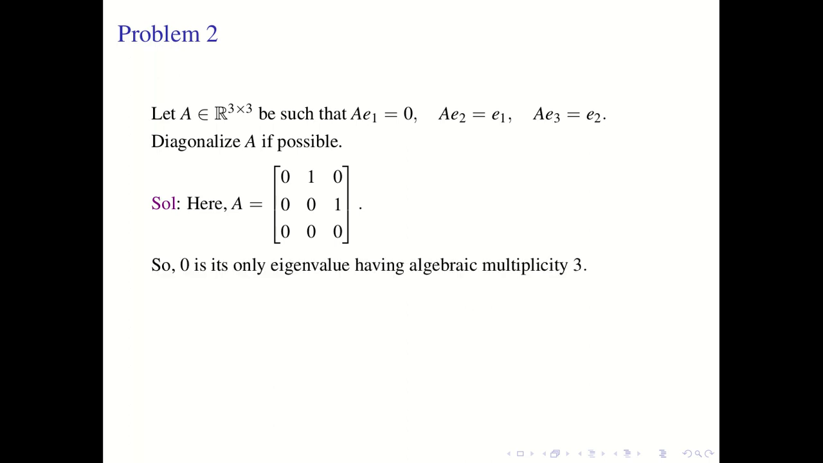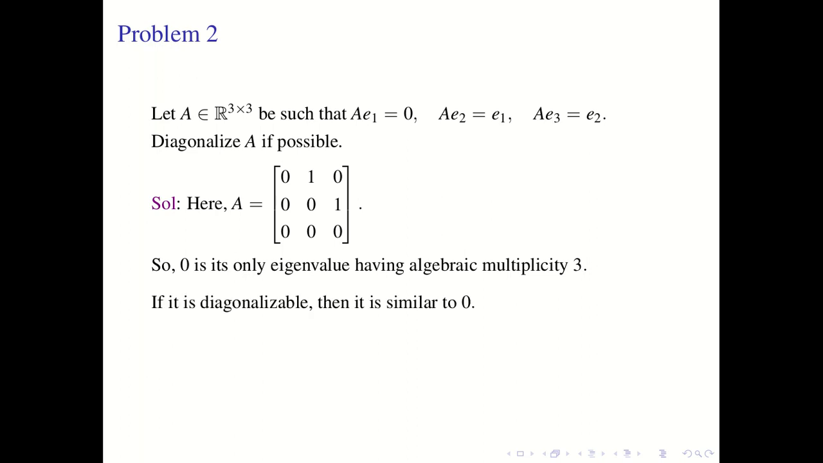Now, this is a triangular matrix. Therefore, the eigenvalues are precisely the entries on the diagonal. Therefore, 0 is the only eigenvalue, and it has algebraic multiplicity 3. The characteristic polynomial is nothing but x cubed. So, 0 is the only eigenvalue. Now, we make a simple observation.